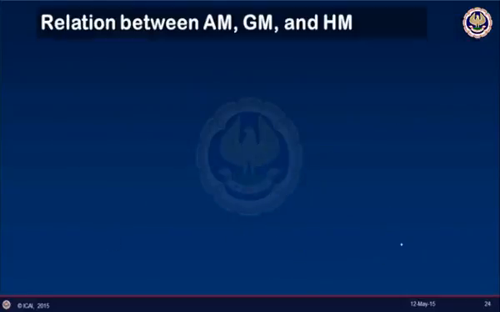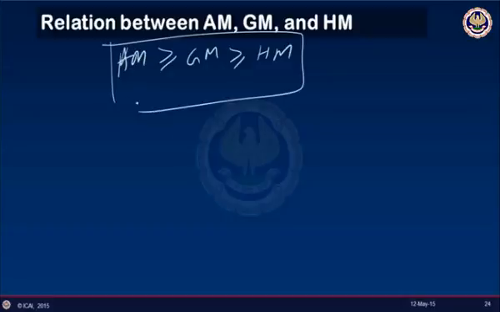Now let us look at the relationship between AM, GM and HM. This is very important from the examination point of view also. AM is greater than or equal to GM, which is greater than or equal to HM, and this is a very important relationship for any series. This can be found out with the help of an example. Now let us look at it in the next slide.